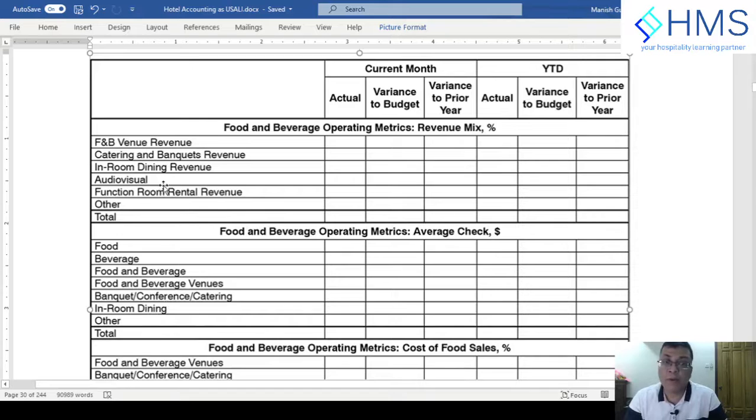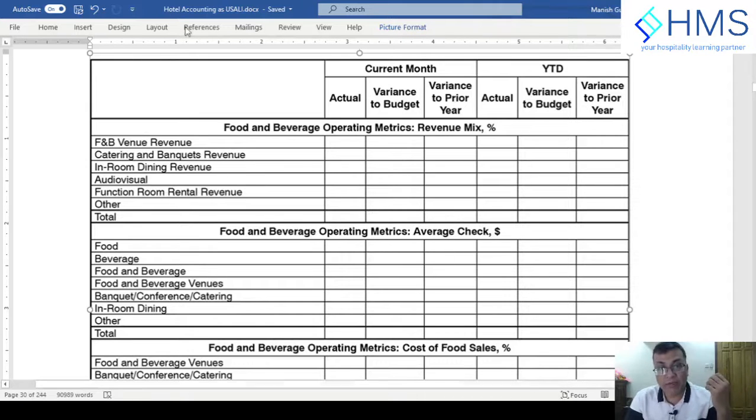Others, meaning audio-visual and function room, will not have an average spend, because normally they are not charged per person; they are charged as a fixed amount. So average check is only calculated when you are charging per dish or per person to the guest, which is usually only food and beverage, or tobacco, or any other item which is being charged to the guest on a per person or per recipe basis.